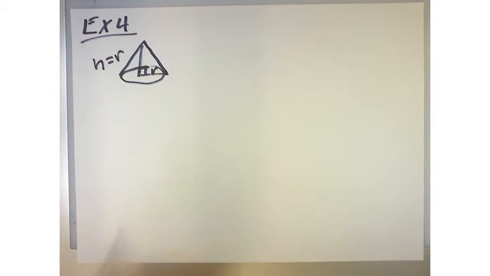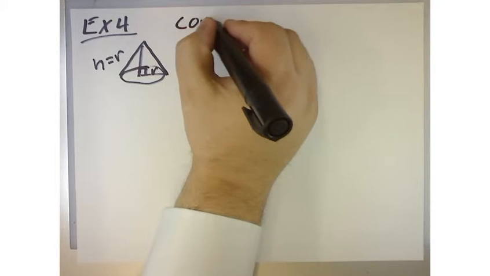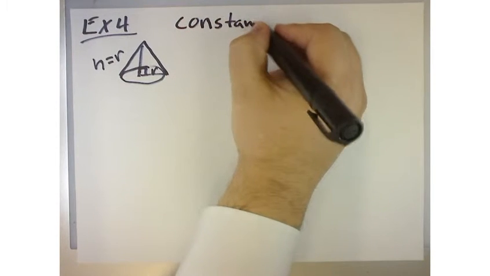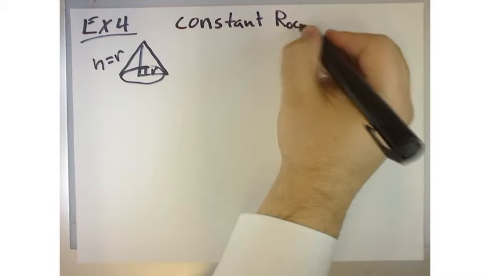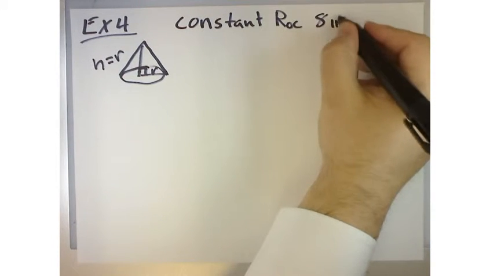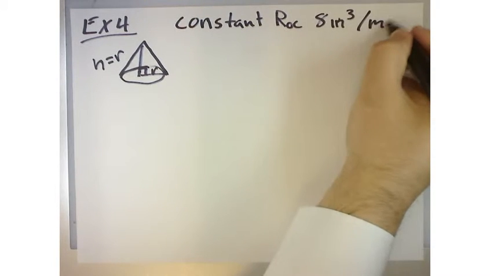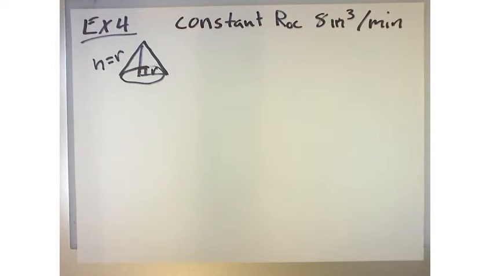Okay, so its constant rate of change is 8 cubic inches per minute. And as the height of the pile increases, so does the radius. And the question is, if the cone is 1 foot tall now, how tall will it be in 1 hour?